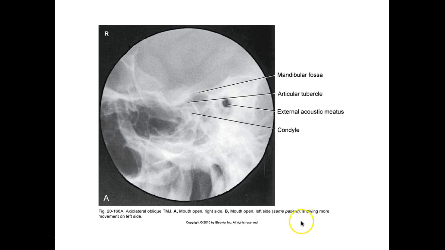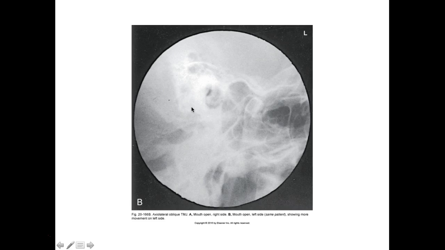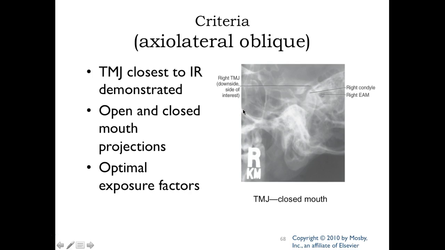This is what the jaw looks like here. You can see your mandibular fossa. If I can find my cursor, here's your mandibular fossa, and you have your EAM and your condyle here. So it takes the condyles and throws them off each other so that you can see each one. So here you've got your fossa and you've got your condyle. And here you can see it well. This is a better image.